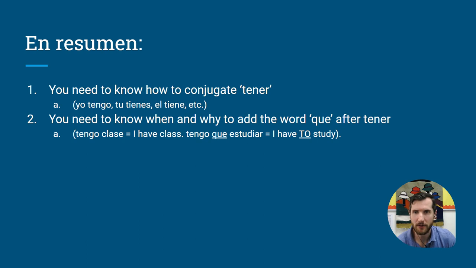And final reminders, you want to know all those 6 versions of tener and when to use them, and that you have to remember that special rule of if you want to say you have to do something, you put the word que after it and then the activity, but the verb for the activity is in the infinitive.